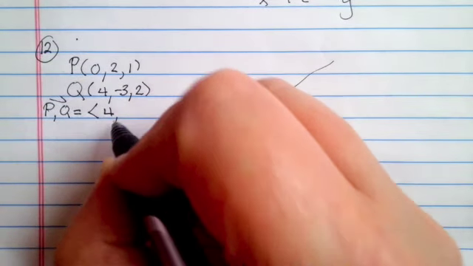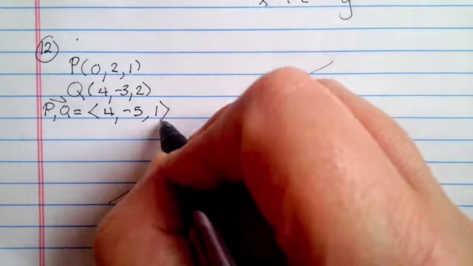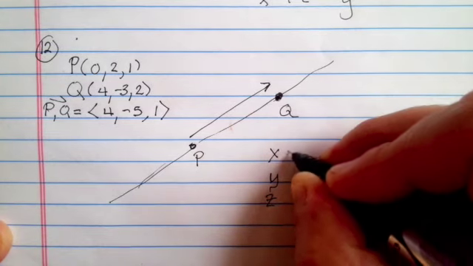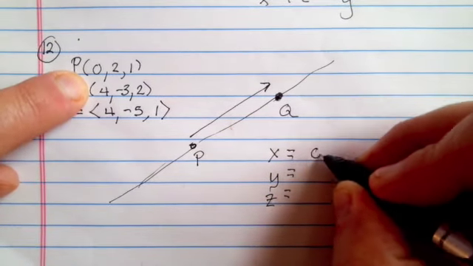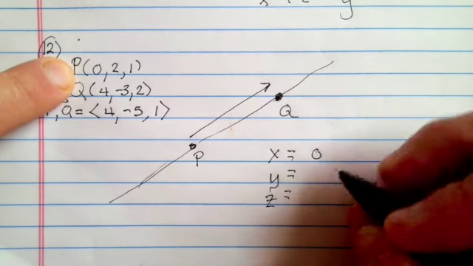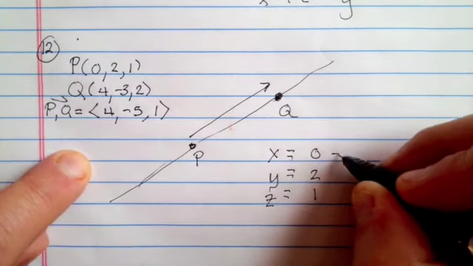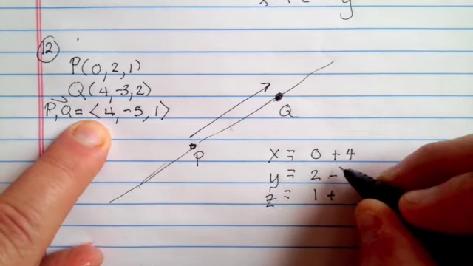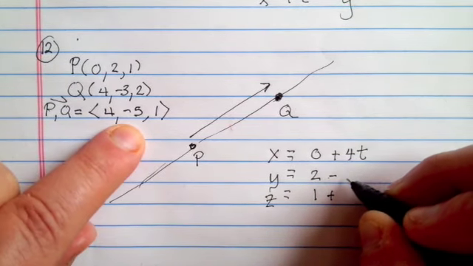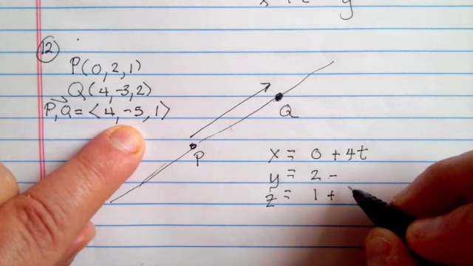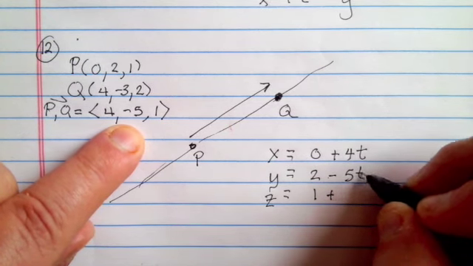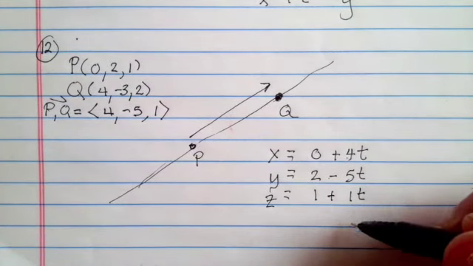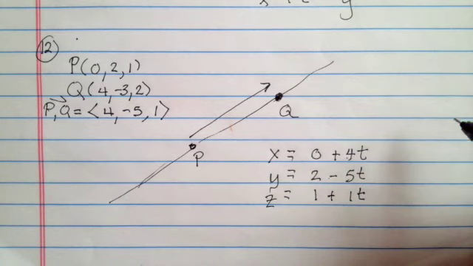And so that's going to have components 4, -5, and 1. So one possible answer can be arrived at by using, say, point P as our initial point, and then to the x we're going to add 4t. From the y we're going to subtract 5t, and to the z we're going to add 1t. So the coefficients of t are just the components of the direction vector.